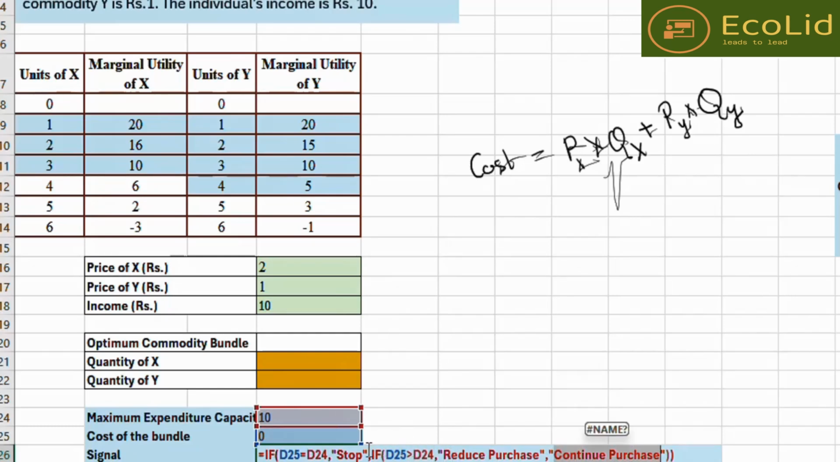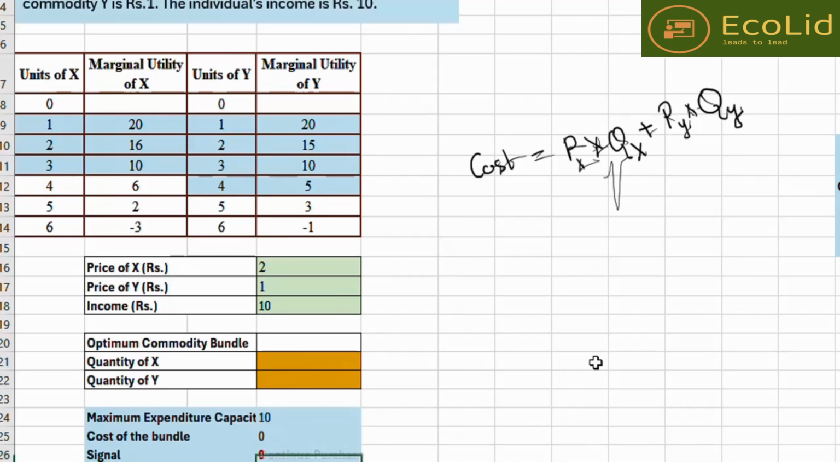On the other hand, if the cost of the bundle exceeds the maximum capacity of that individual, we will write there reduce the purchase. So this is the formula. We incorporated it in the form of the signal. So now our calculation cells are prepared.